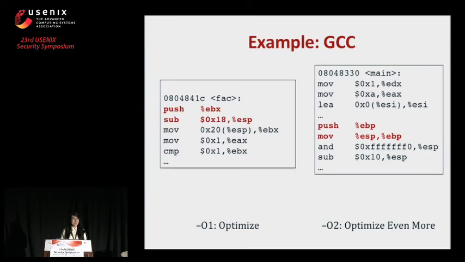However, if this binary is still compiled by GCC, but under -O1, we cannot find the function fac. And if we compile it under -O2, we will falsely identify function main.